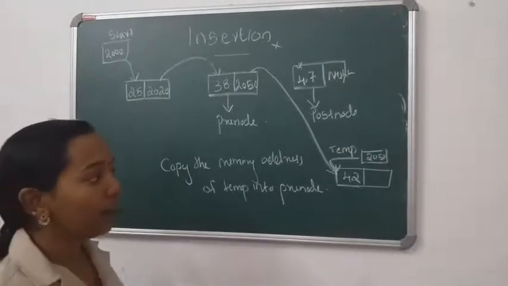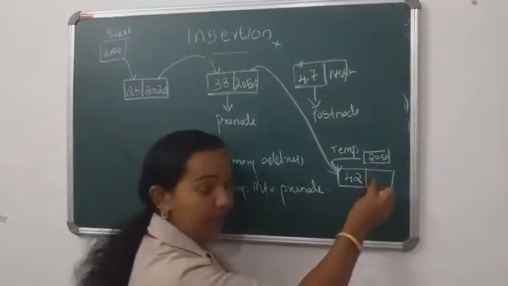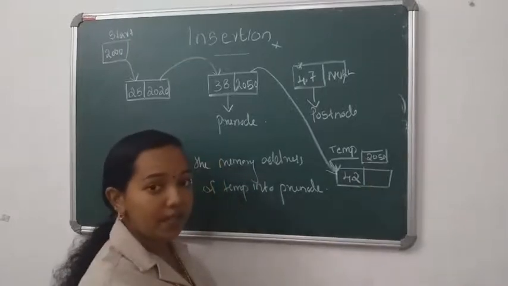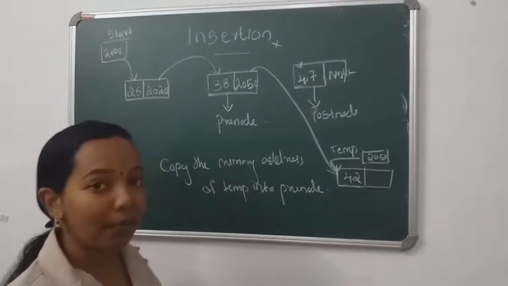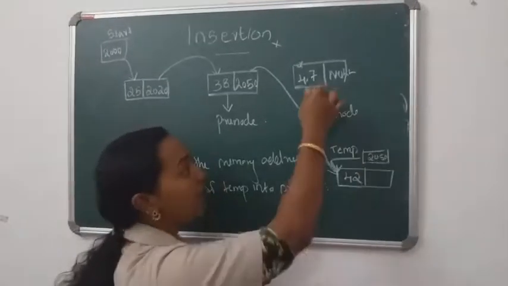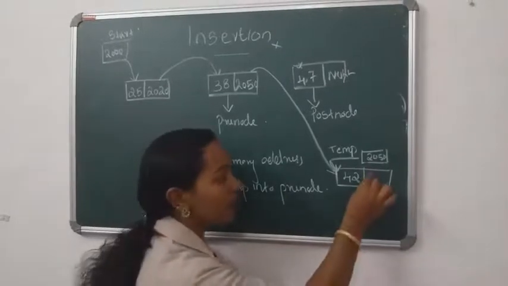So how will we connect 42 with 47? Now, is there any value present at 42's pointer part or link part? Is there any value present? No, automatically it is not, because no other nodes are connected. So you want to copy the memory address of post-node. What is the memory address of post-node?